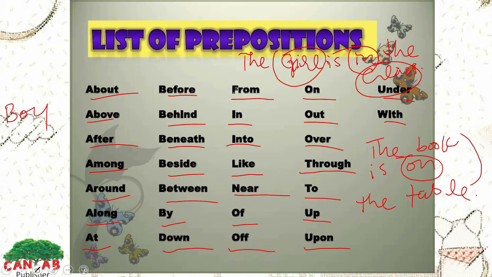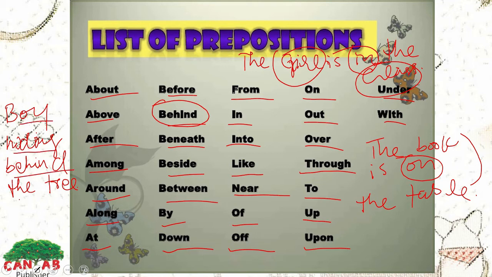Boy hiding behind the tree. Here I used this preposition here. Boy hiding behind the tree. Boy and tree are two nouns here and behind is our preposition here. दरख्त के पीछे क्या है? लड़का छुप रहा है. And it also shows the direction of noun, where the nouns are. I am at school.